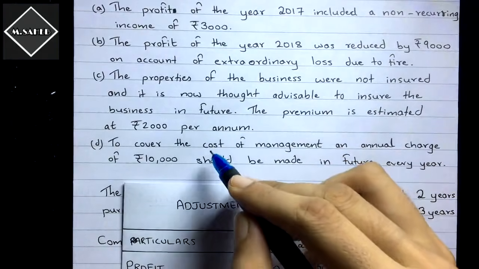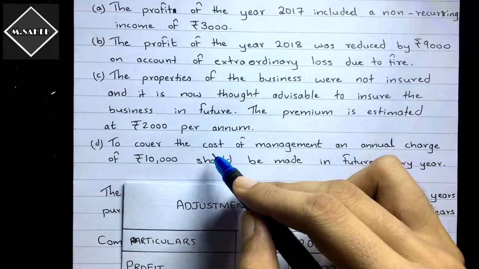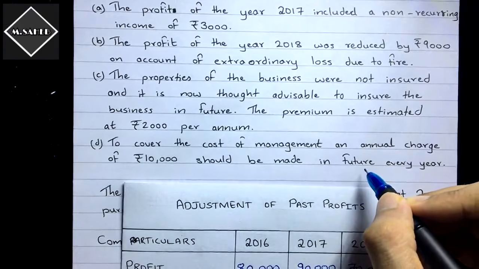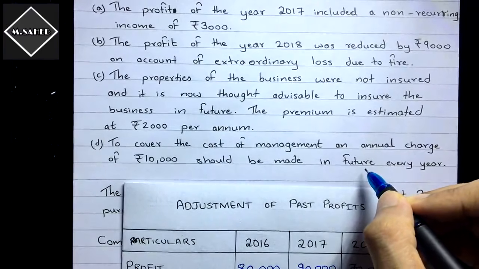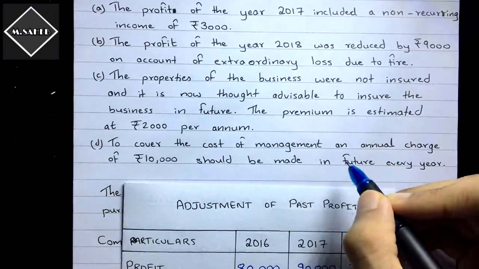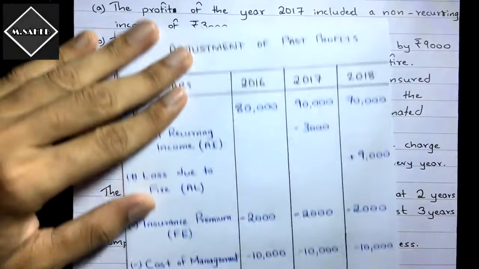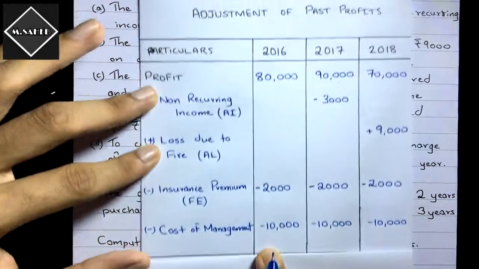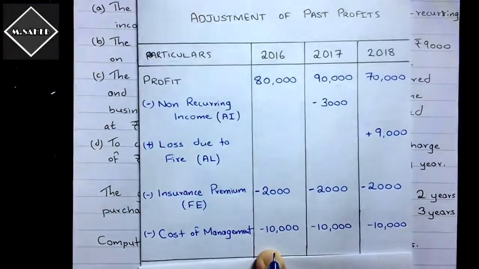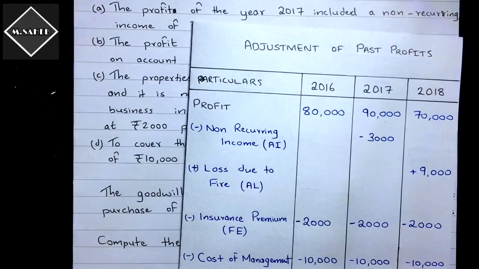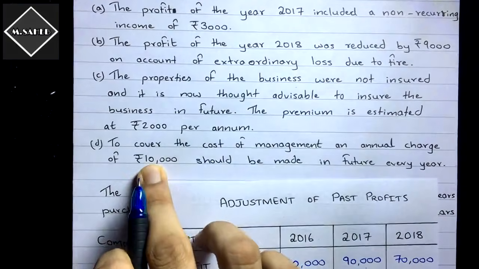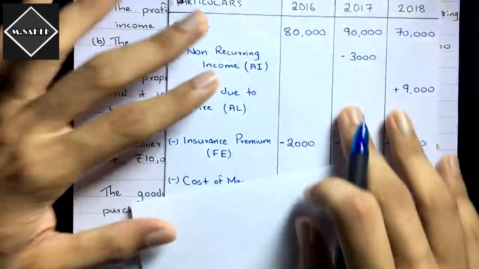Now this is also a cost. It's an expense of management in future, right? This is a future expense. This is a normal expense which will arise in the future. So this will also be subtracted. The cost of management, 10,000, will be subtracted from each and every year. Fine. Okay, simple, right? So this is a future expense and it will be subtracted from each and every year. 10,000 will be subtracted from each and every year.